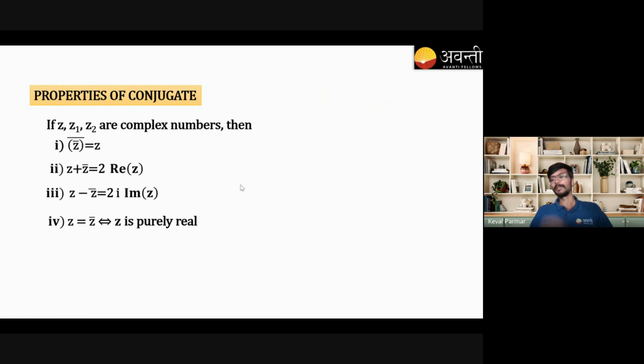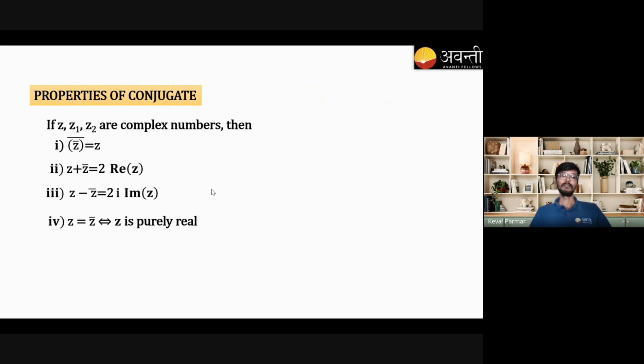z equals z bar. If in a sum we have been given z equals z bar, those two can be equal only when z is purely real. That means z has only a real part. Remember the first slide that we studied, right? Only real. That means z has only the real part, that is a.